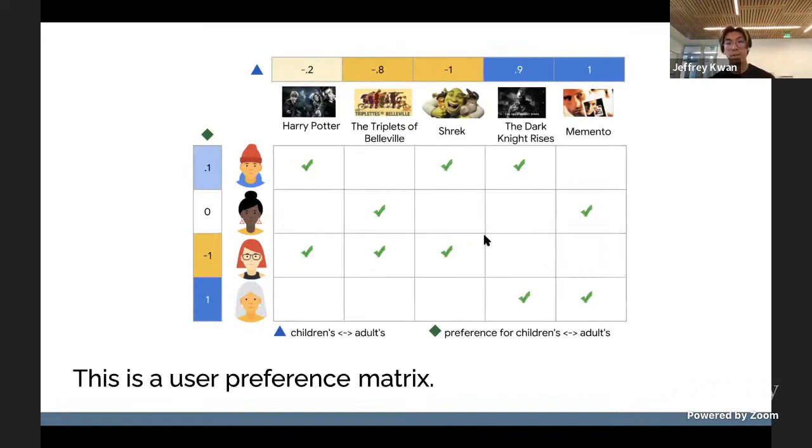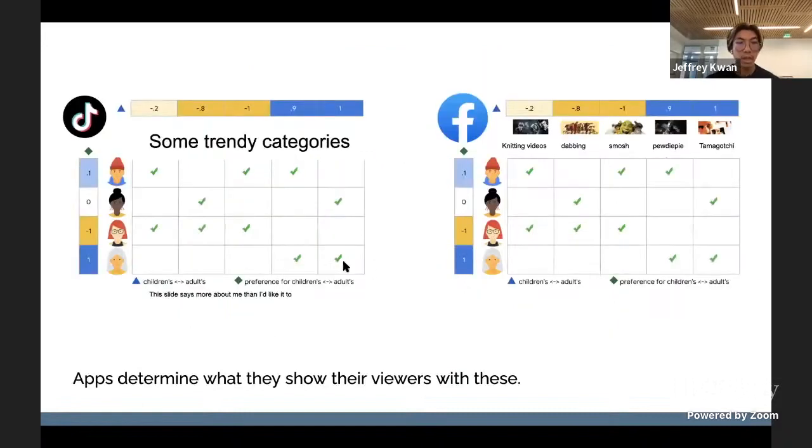This is a user preference matrix. It basically encodes information about what each user likes and dislikes. As you can see, this first user probably likes Harry Potter, doesn't like Memento, and likes The Dark Knight Rises for some reason. And apps really determine what they show their viewers based on things like these. TikTok may have some pretty relevant categories, and maybe Facebook has whatever from 2010, which is why it's pretty outdated, I guess.